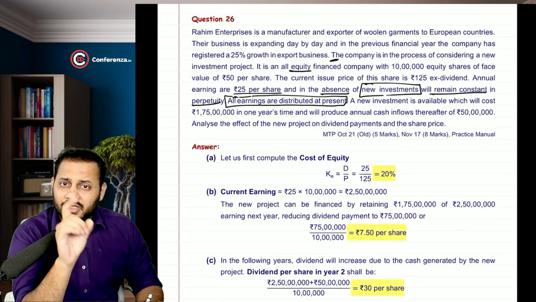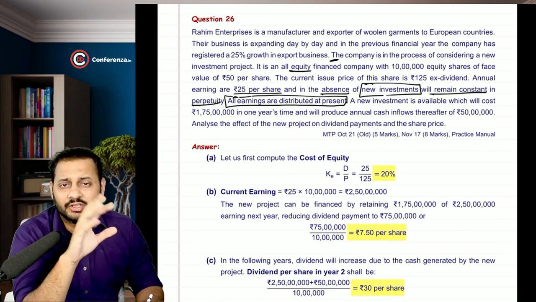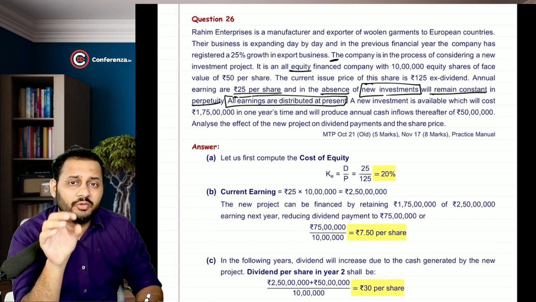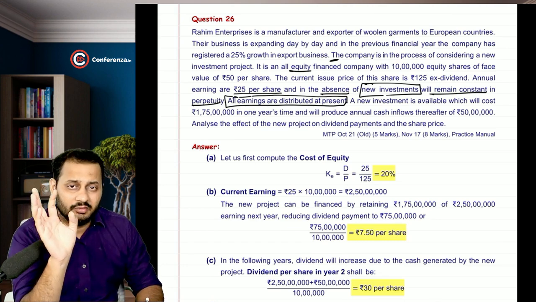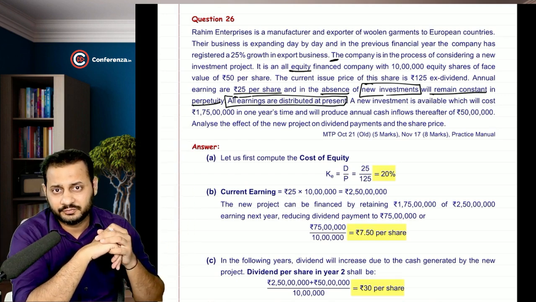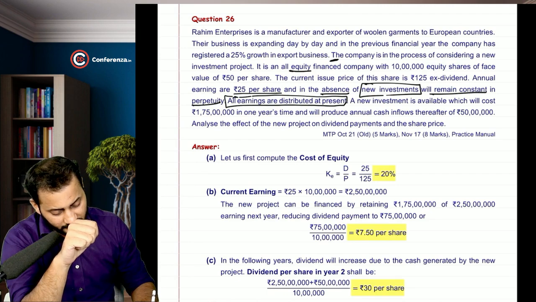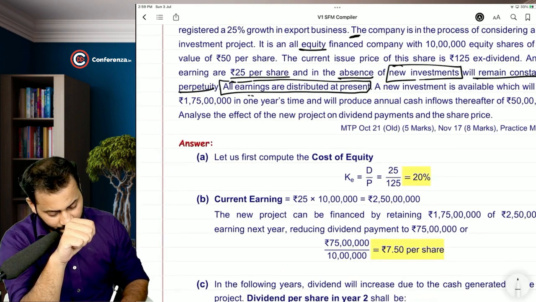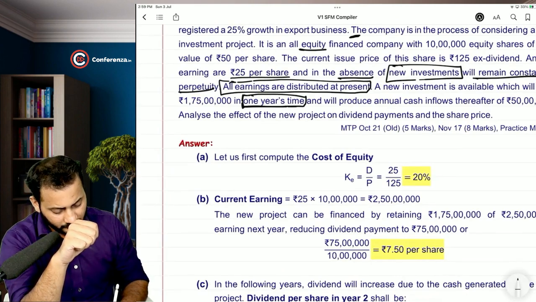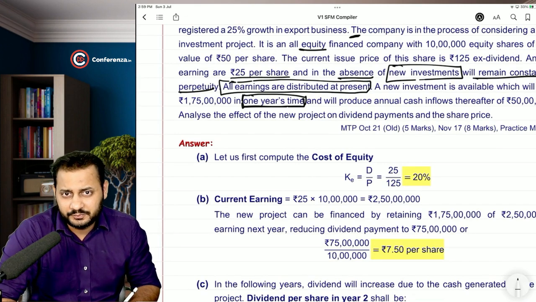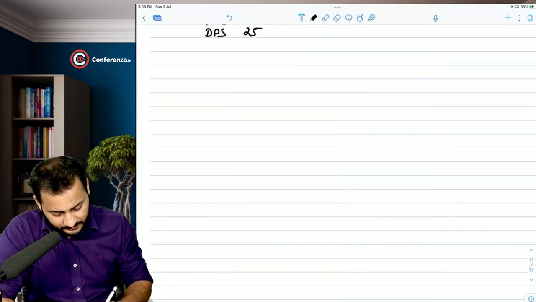Now the question says that we have an opportunity to invest in a project. And if we do that investment, we will not be able to pay the entire 25 rupees as dividend. A new investment is available which will cost 1 crore 75 lakhs. From today, by the end of 1 year, you will have to invest 1 crore 75 lakh rupees if you take up that project. So it looks like this.